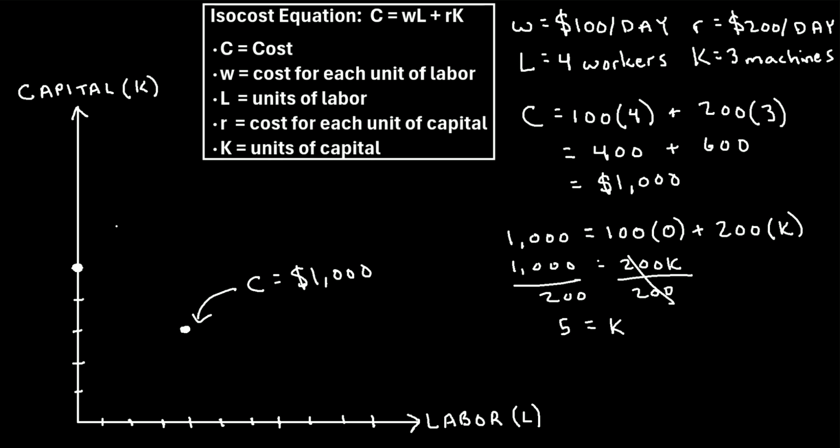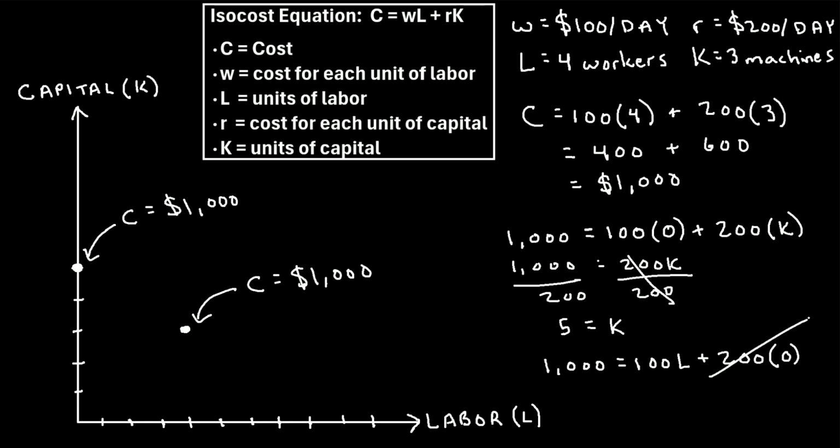What this tells us is that at this point, the cost is also equal to $1,000. In the scenario where we use 5 units of capital and 0 units of labor, our cost is still $1,000. Lastly, let's figure out the x-intercept for this line. This is the point where capital is equal to 0. So we'll set $1,000 equal to, using this equation again, W times L, so 100 times L, plus R times K, so 200 times K, and we set K equal to 0, so this will just be 0.